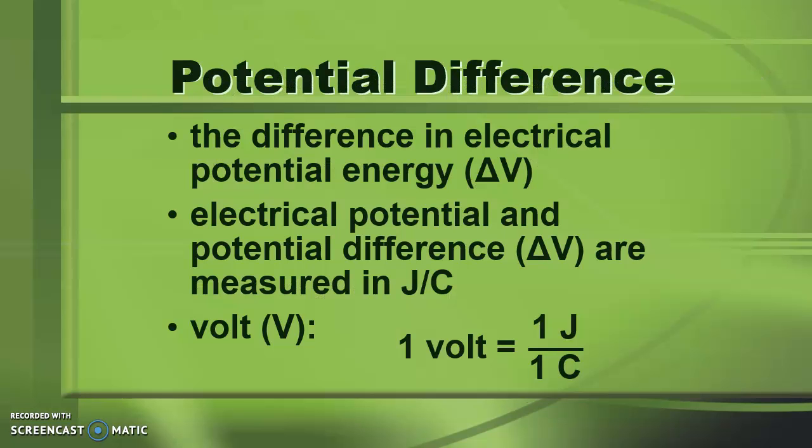Now, something I do need you guys to write about is something called potential difference. Potential difference is the difference in electrical potential energy. We're going to say that is delta V, or the change in electrical potential. Electrical potential and potential difference are measured in joules per coulomb, or we can call that a volt. A volt, by definition, is 1 joule for every 1 coulomb.